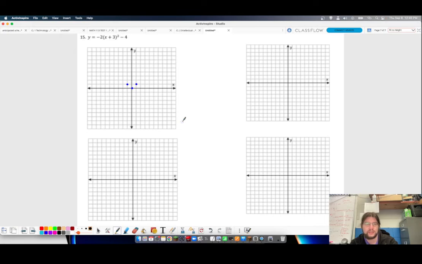What did you do, bro? Open it up. And we need to shift it to the left 3 units. So I'm going to erase those and move them over 3. So 1, 2, 3. Okay, so we're doing that because of the plus 3? Yes, x plus 3. That's a horizontal shift left 3 units.